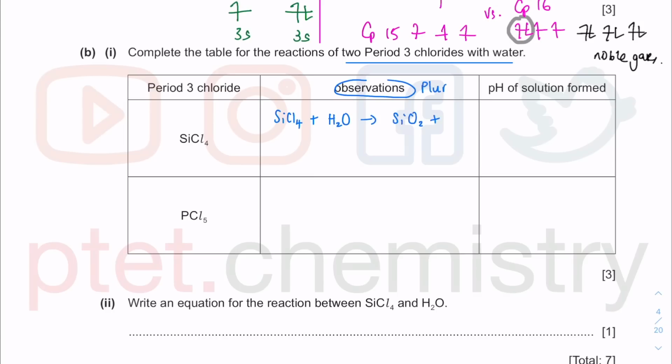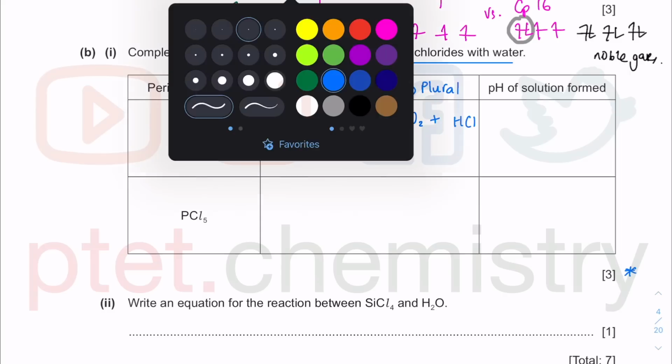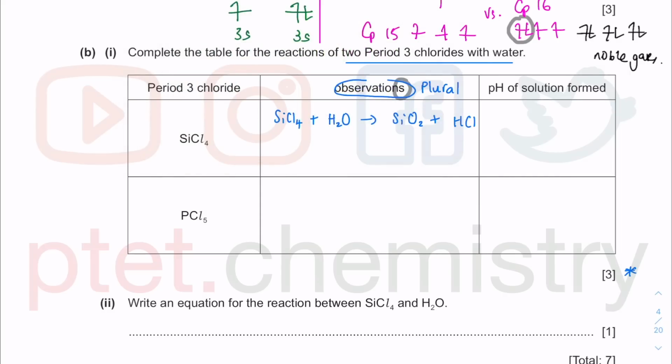You will see that there's a plural there because of observations. So you cannot just write 1 observation because they're asking for plural, and for that 3 marks, better be safe than sorry. Gotta balance your equation, obviously. SiCl4 has 4 chlorines, so I'm putting in the 4 HCl there. 4 hydrogens, you need 2 H2O like that.